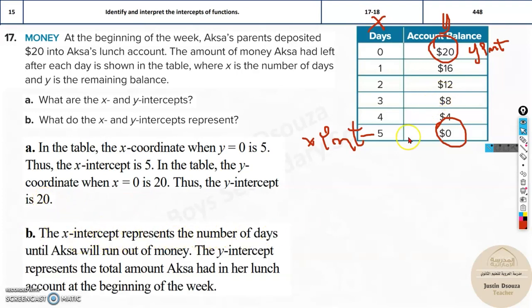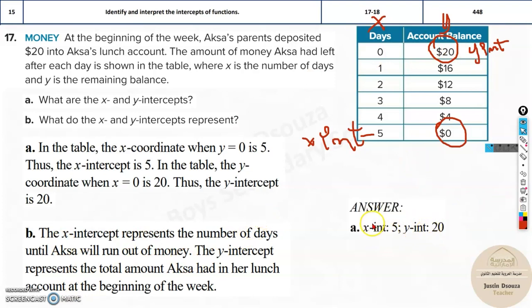And what does it represent? The x-intercept represents the number of days until Aksa will run out of money. The x-intercept means y is 0, right? So you can understand this is the day she will be running out of the lunch money. The y-intercept is basically at the beginning of the week when she had full money. That's the thing.